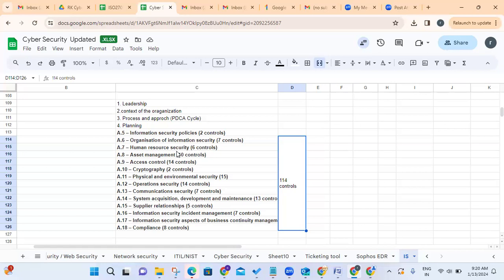So we have other GRC tools also. Either you can use GRC tools, or else you can use an Excel sheet itself to gather the evidences by creating one of the Google Drive or OneDrive folders. Okay. So now go back to this sheet.